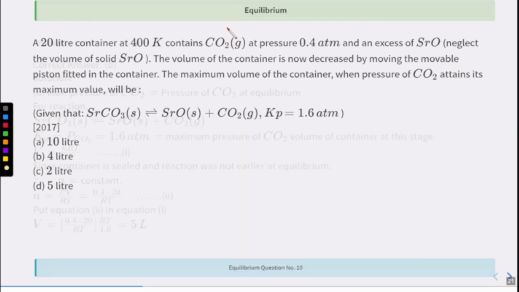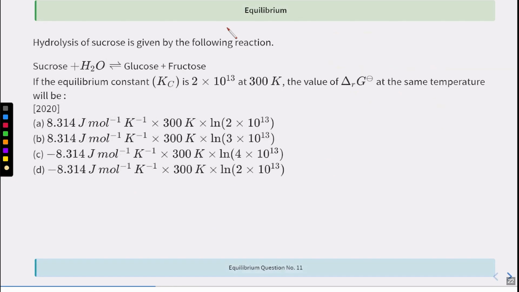Okay. I hope that was clear. Next, hydrolysis of sucrose is given by the following reaction. So this is the reaction: sucrose plus H2O gives rise to glucose plus fructose. Those of you who have studied biomolecules, it is a very friendly equation at this point. Now, if the equilibrium constant is 2 into 10 power 13 at 300 Kelvin, find the value of delta G at the same temperature.